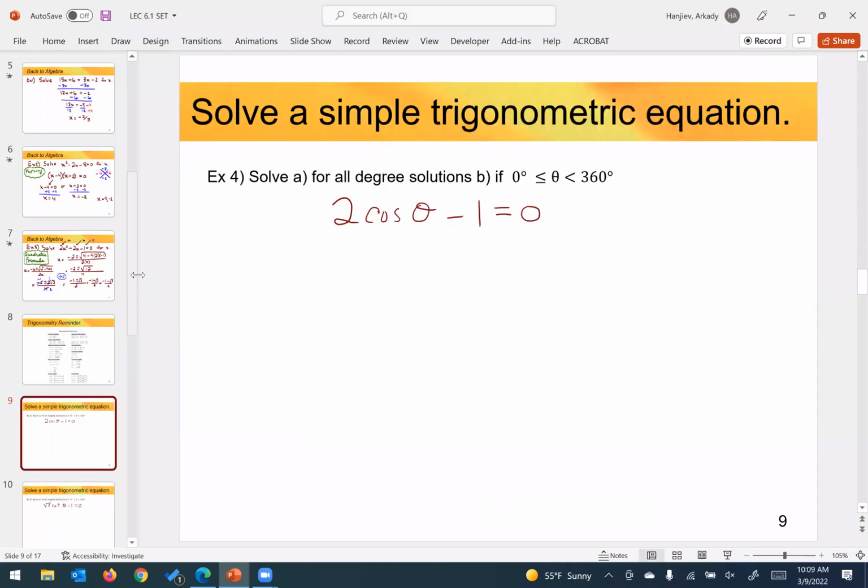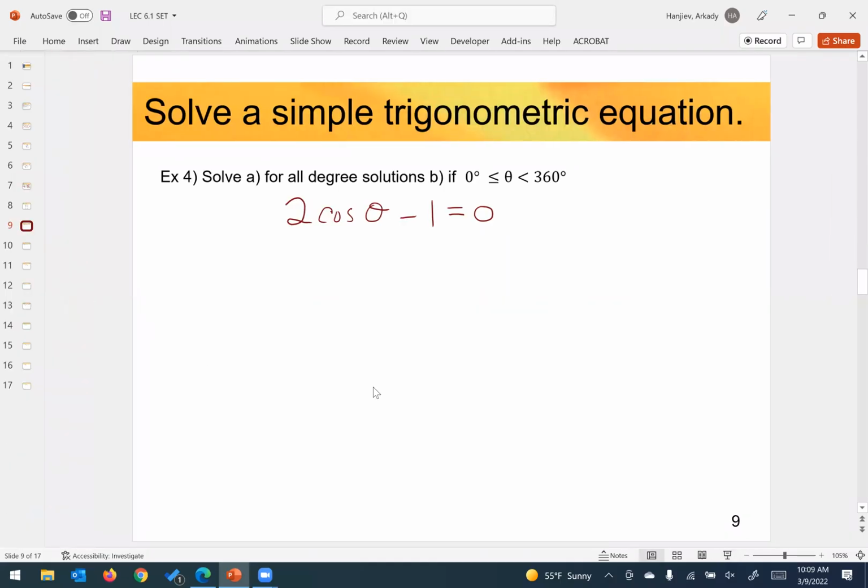I'm gonna do it like this real quickly here. Cosine theta is now the variable, which means cosine theta equals 1/2, which actually gives you 60 degrees. That's at 60 degrees cosine theta. So let's do a few things here first.